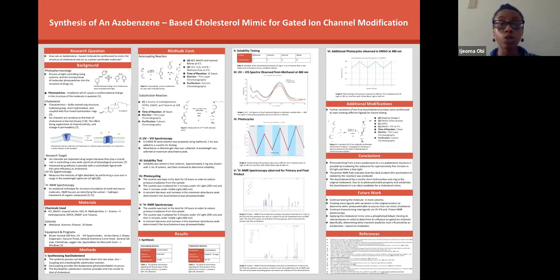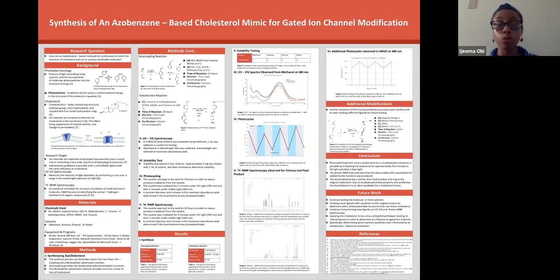The UV-vis spectra observed in methanol at 480 nanometers shows the wavelength and absorbance. And this helped me move to the photocycles. And the photocycles go back and forth in terms of absorbance, which indicates that the shape of the molecule was changed because the absorbance changed depending on the wavelength of light, UV light or visible light, that was shone onto the molecule. Proton NMR spectroscopy was done, and both amine groups indicate that the molecule was fully synthesized.